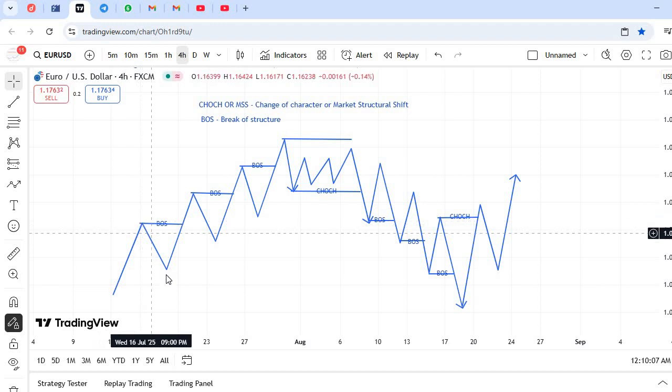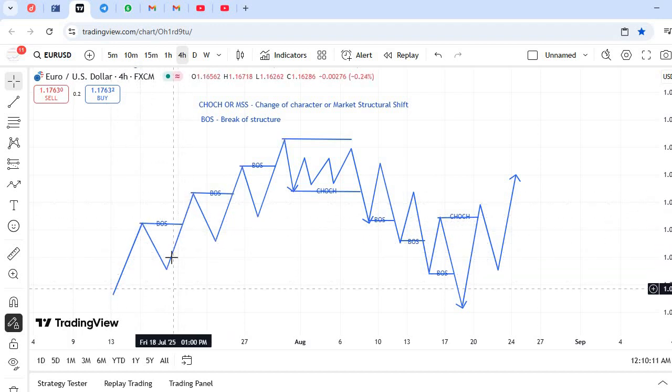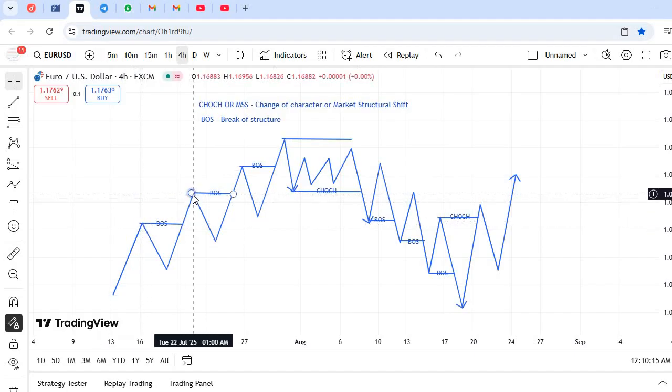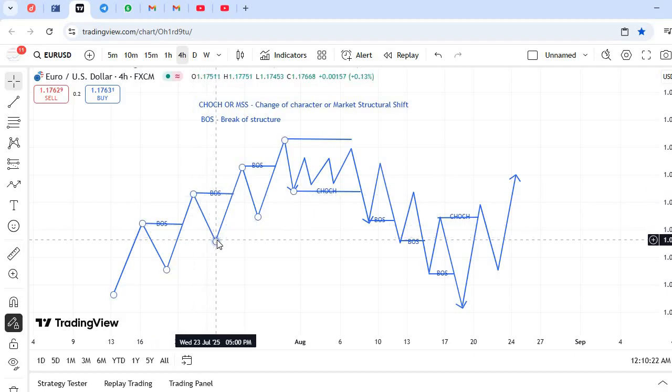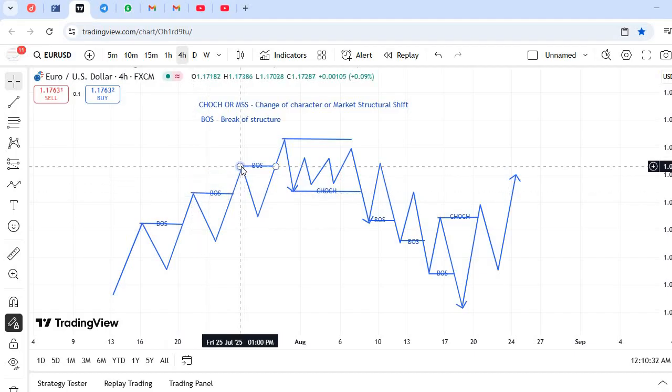This was the first structure, impulse, correction. Then we had another impulse. This new impulse has taken out this last high and it has created a new high. And that is why we usually call this a higher high. Then we had a pullback or a retracement or a correction. Then we had another impulse. This new impulse has taken out this last high, so it's giving us another new high.